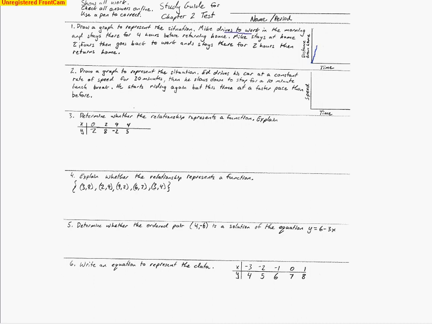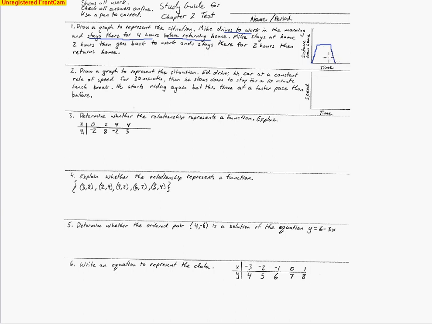It's an increasing line. And so when I see the word and, that means we're changing now. And now we're changing to he stays there for 4 hours. So he stays there for 4 hours, meaning he's not going any further from home. So it's going to be a horizontal line. And so it says 4 hours before returning home. So then he returns back home. And we'll go down that way.